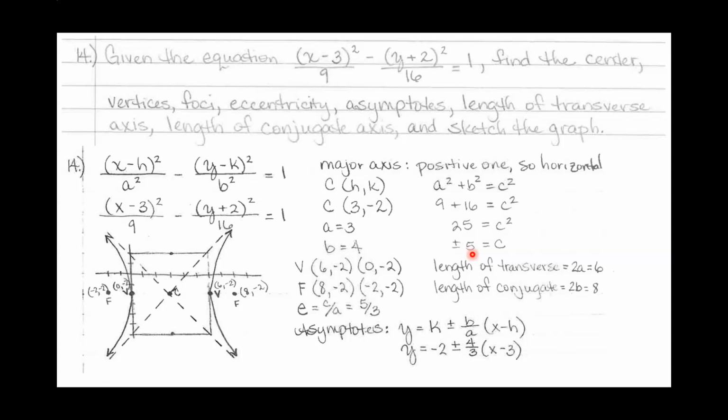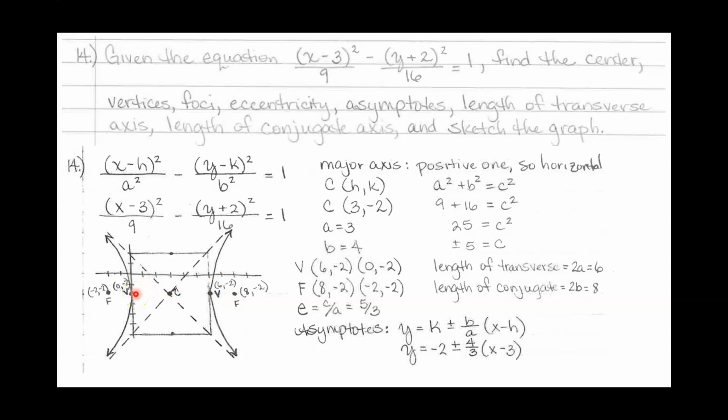All right, so they asked us for our center. We've got that. They asked us for our vertices. So let's start at our center. The vertices are the endpoints of the major axis, and we said major was horizontal. So we're going to start right here, and we're going to go forward our a value and backward our a value.